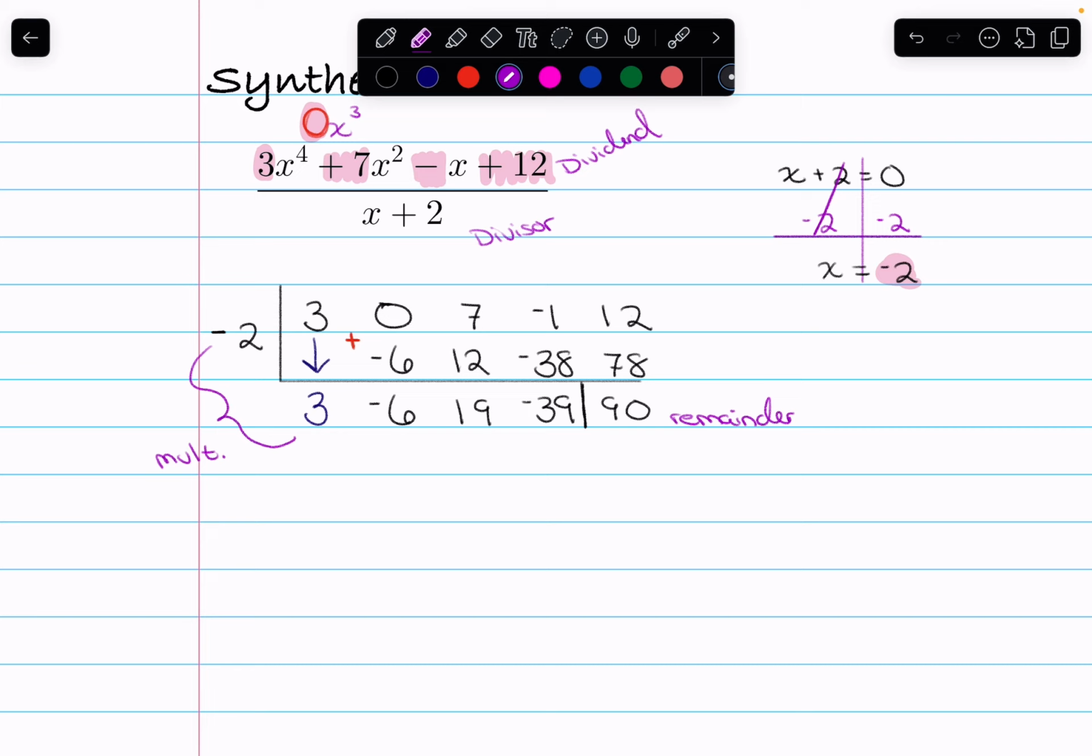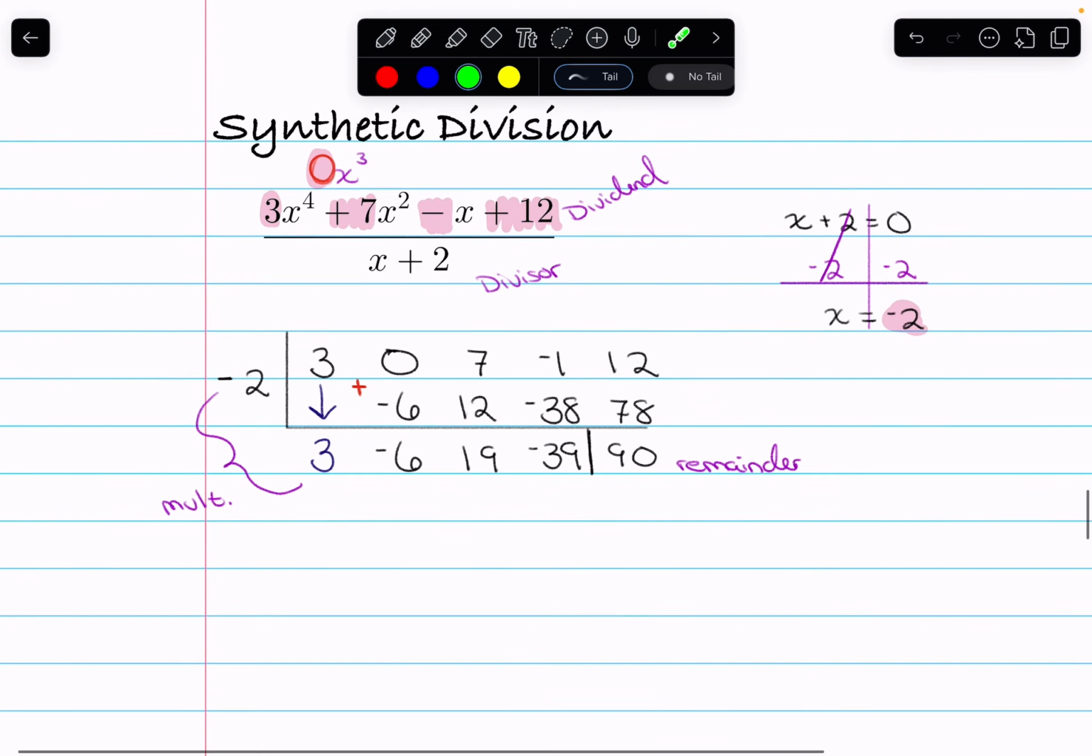You're done with the math part. All you have to do now is write your answer. This is going to help us write our answer. Okay, but in terms of the process of dividing, you're done. Just remember, you're going to multiply on the outside, put your number down, add on the inside. That answer, multiply on the outside, write the answer, add on the inside. Okay, so now we come to our answer.